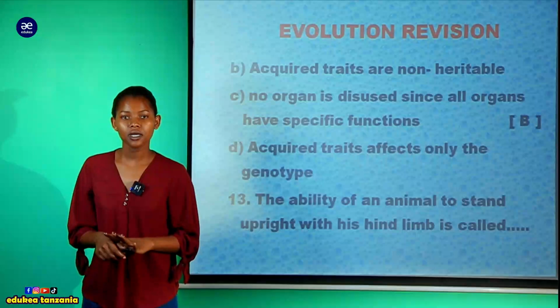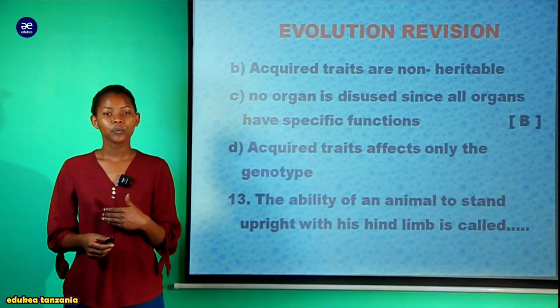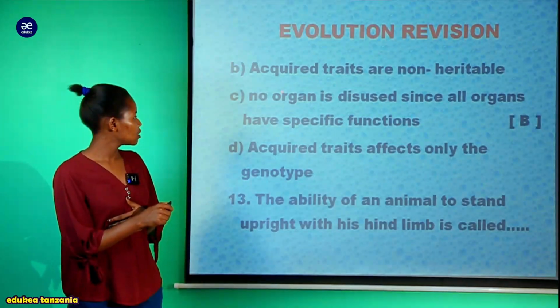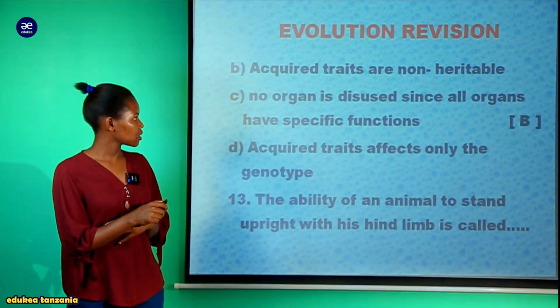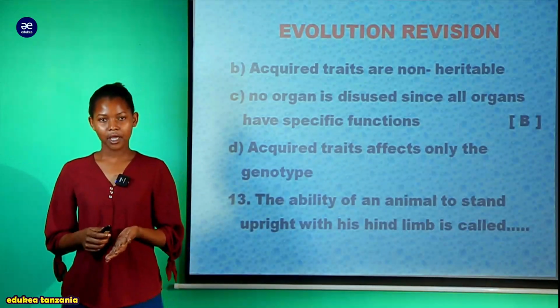As you can see here, the major objection of this theory of Lamarck ilikuwa ni kwamba acquired traits can never be inherited. That is B, which is acquired traits are non-heritable. That was the major objection.